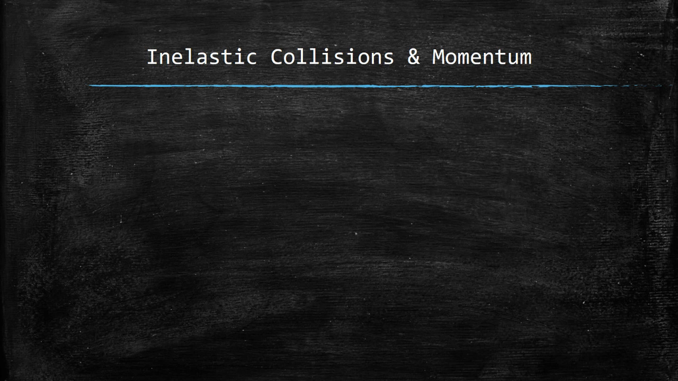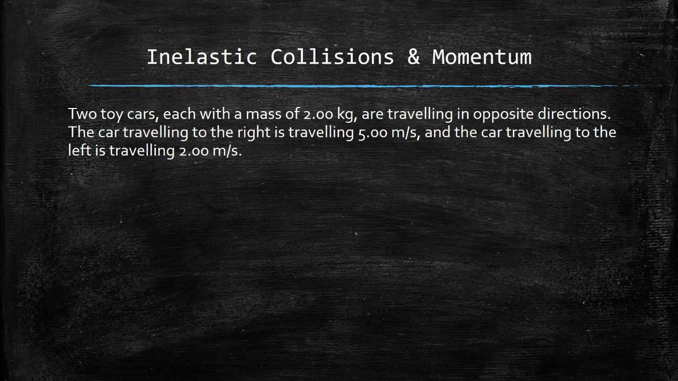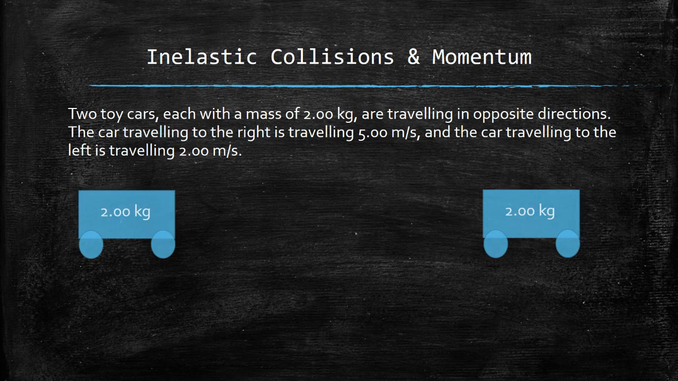Hi, today I'm going to teach you a little bit about inelastic collisions and momentum. So say we have two toy cars, each with a mass of 2 kilograms, but they're traveling in opposite directions. The car traveling to the right is traveling 5 meters per second, and the car traveling to the left is traveling 2 meters per second.